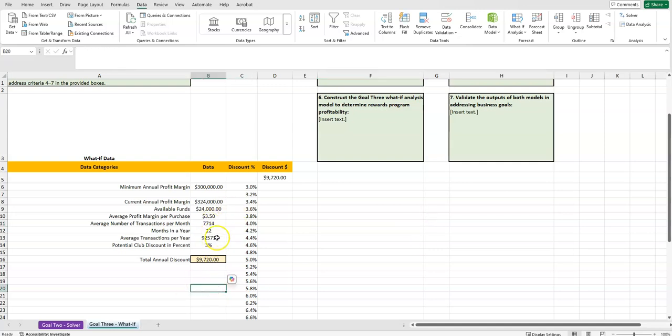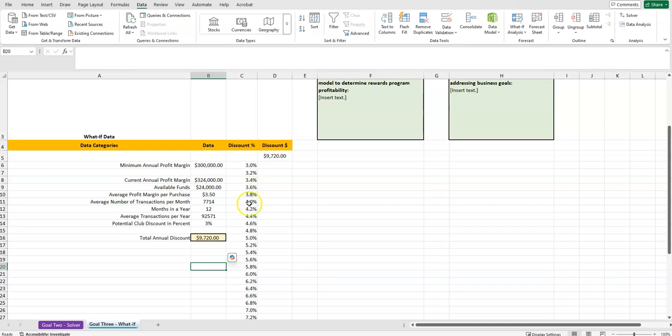So at 3%, he's giving up 9,700 out of his available funds of 24,000. So the owner is correct in that he could actually afford to give a better discount that might be more of an incentive for additional purchases in the rewards program. There's two ways to do this. You can do the what-if analysis. Over here, there are columns for increments of 0.2% of discount. So you can use these calculations all the way down the line here to see what percentage yields what discount.